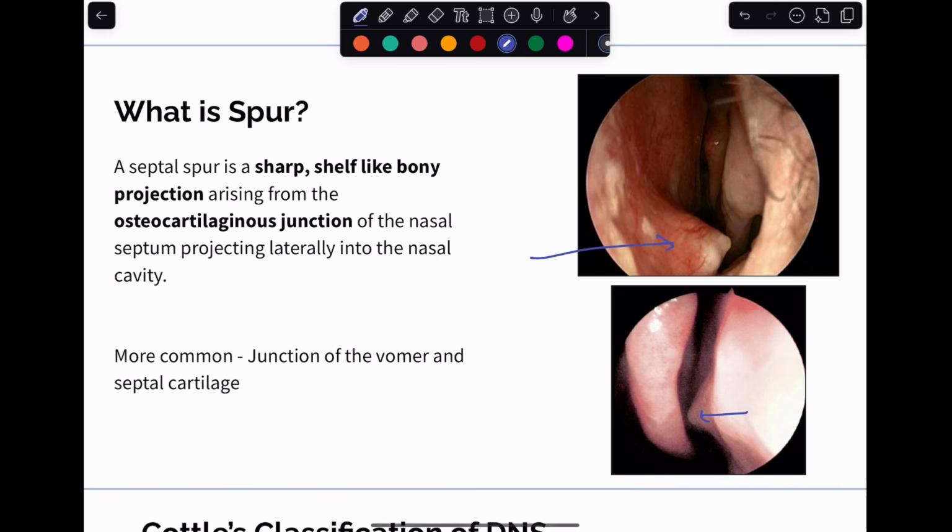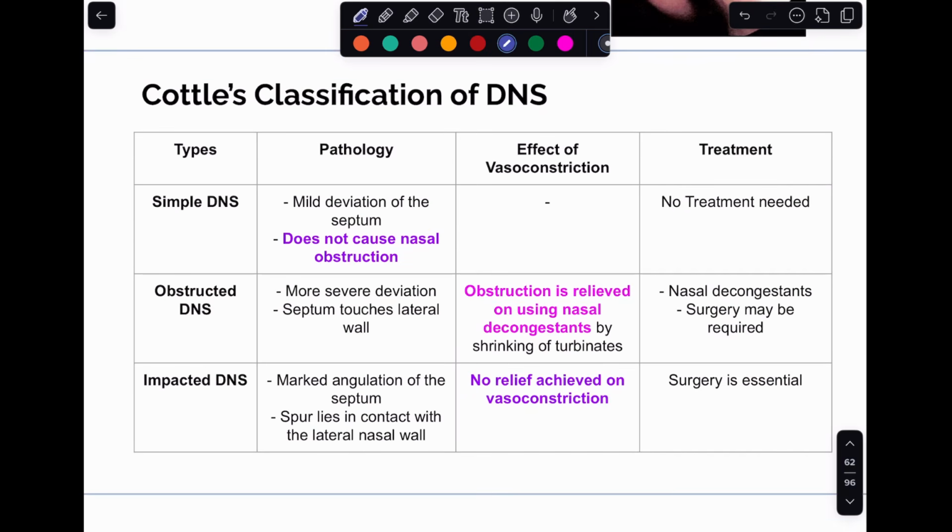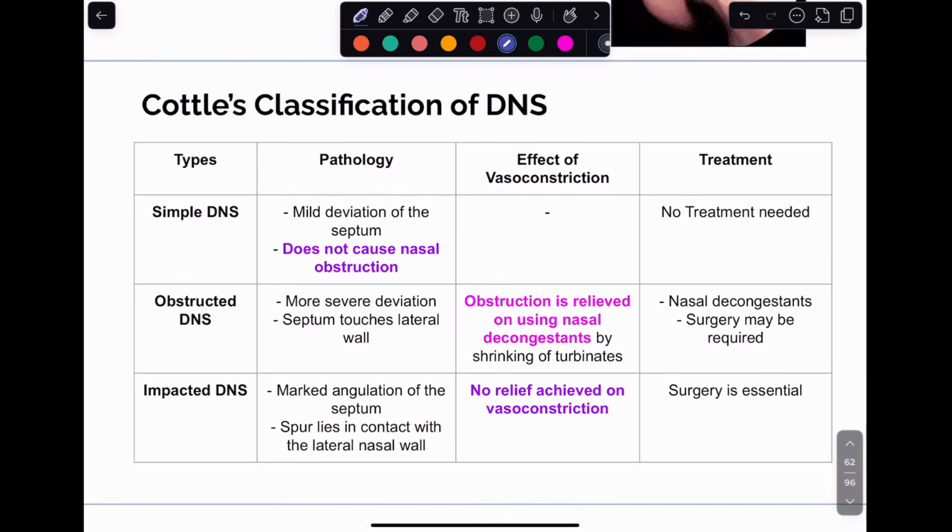And the most common place that it arises in is the junction of the vomer and the septal cartilage. Next, we have something which is known as Cottle's classification of DNS. And that is very important, and this is something that you should know. So according to Cottle's classification, we have three types of DNS: simple DNS, obstructed DNS, and impacted DNS.